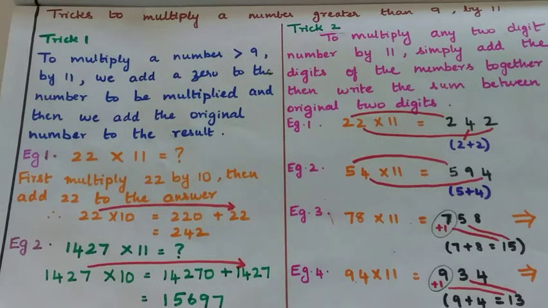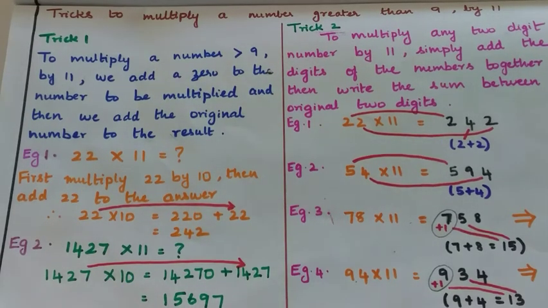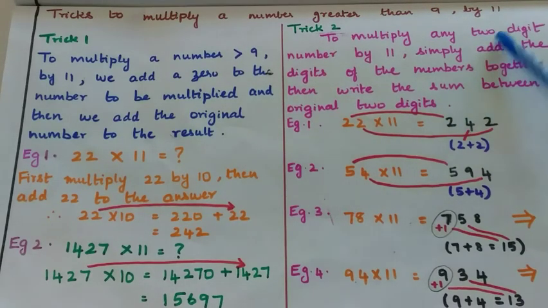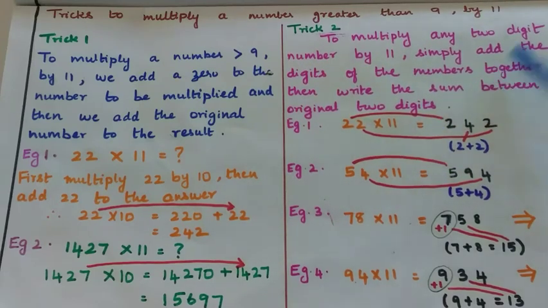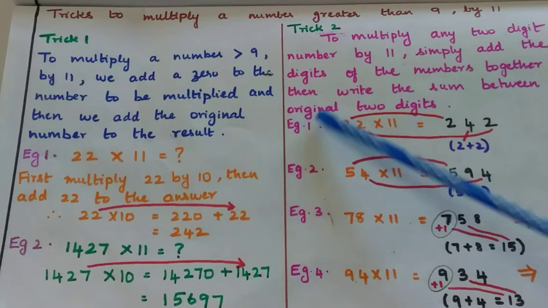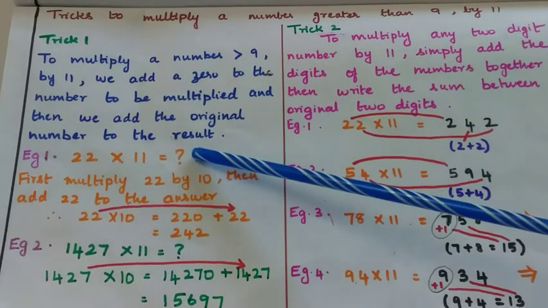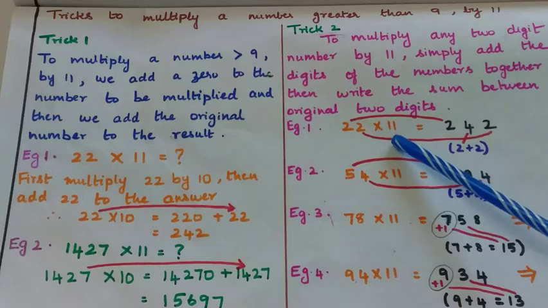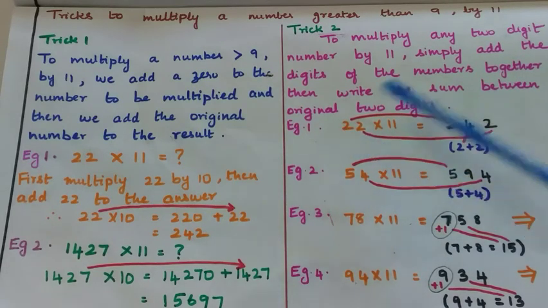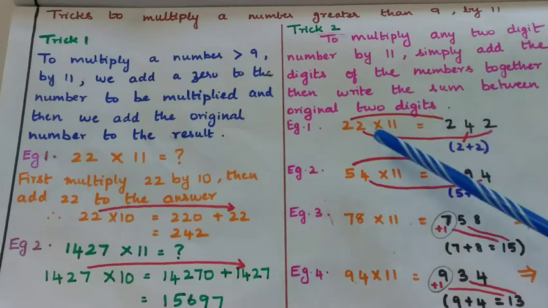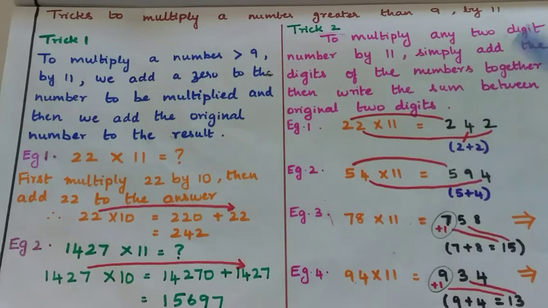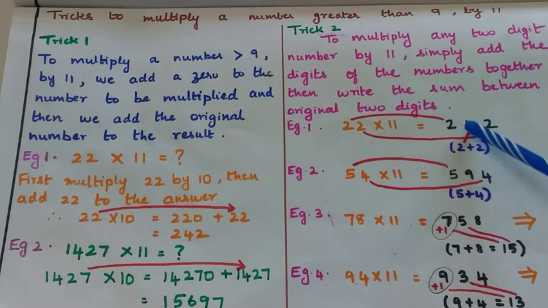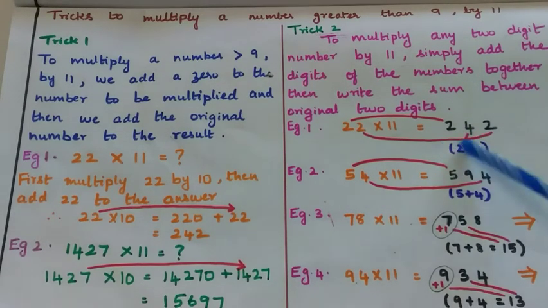There is another trick which saves a lot of time. So let's see the trick. To multiply any 2-digit number by 11, simply add the digits of the number together and then write the sum between the original 2 digits. Now let's take the same example. What we need to do is, write the first digit, leave a space, and then write the last digit. Then add these two to get the sum, and the sum obtained has to be written in between to get the result.